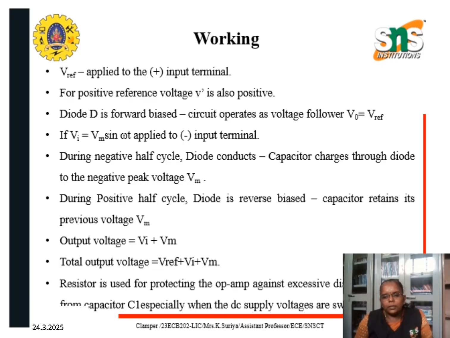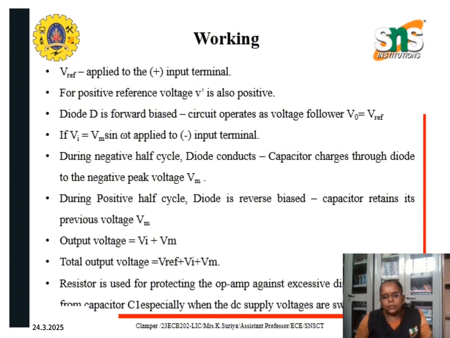So if Vi is given as Vm sine omega t applied to the negative input terminal, then during the negative half cycle, the diode will conduct because the negative terminal of the diode is connected to the input. The diode will become forward biased and it will start to conduct, which makes the capacitor charge through the diode to the negative peak value Vm. During the positive half cycle, the diode will get reverse biased and the capacitor will retain the previous voltage Vm. So the output voltage will be equal to Vi plus Vm. The total output voltage will be V reference plus Vi plus Vm.